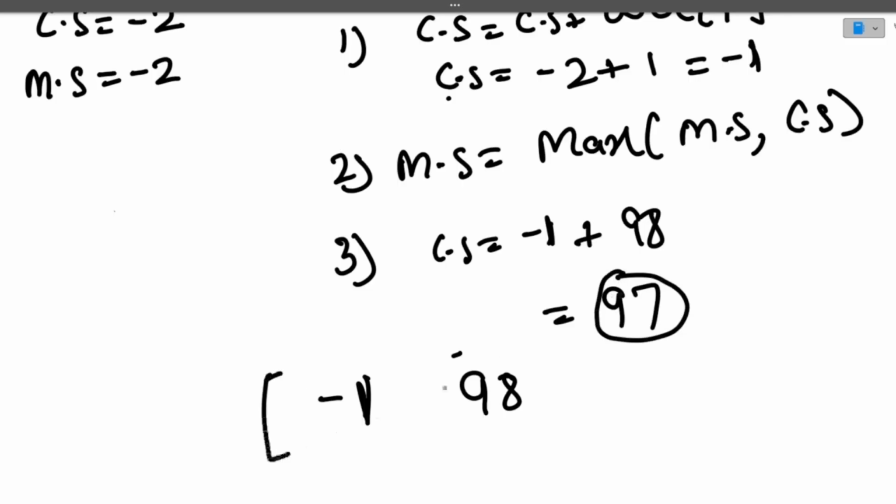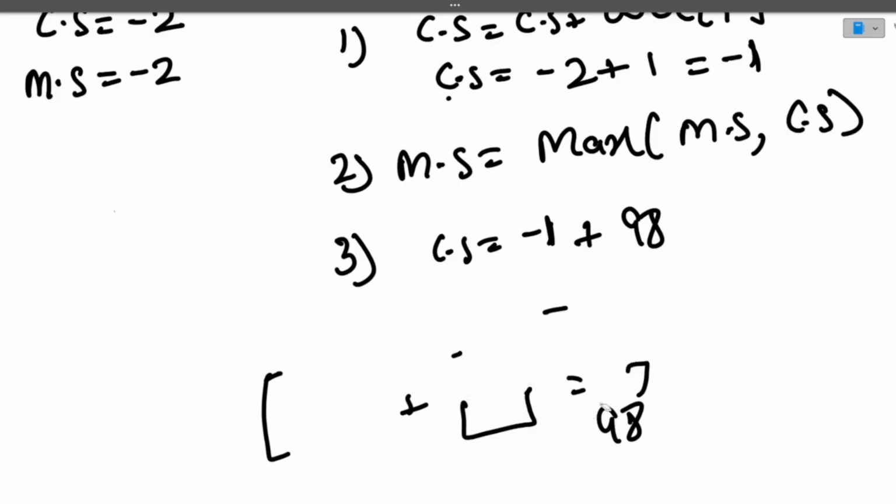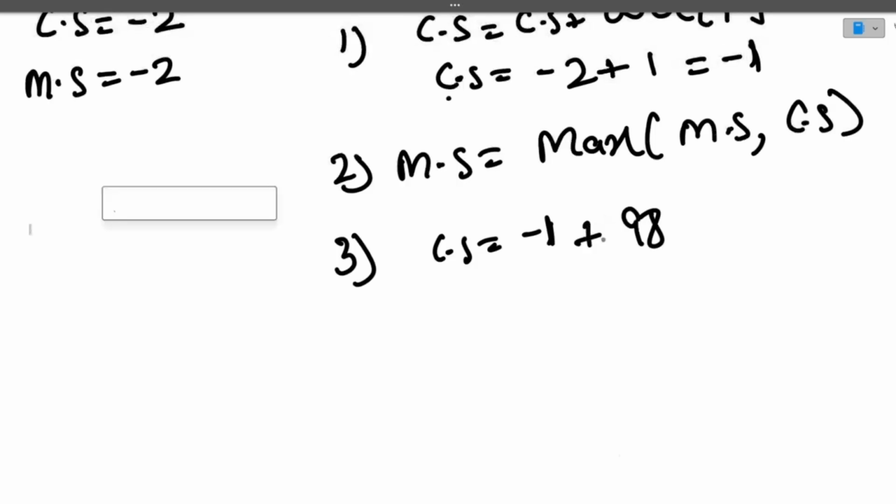I'm just giving you an example: the current value was minus 1 and the next value is 98. So what will be the maximum subarray according to you? It will not be minus 1 plus 98 equal to 97. It will be 98 only, because a single element is also a subarray. So the answer for this particular array will be 98. So now what is happening is that our current sum value according to the above logic was minus 1.